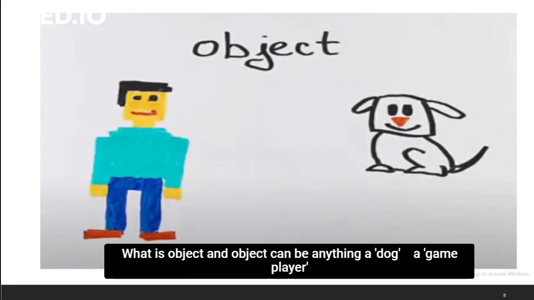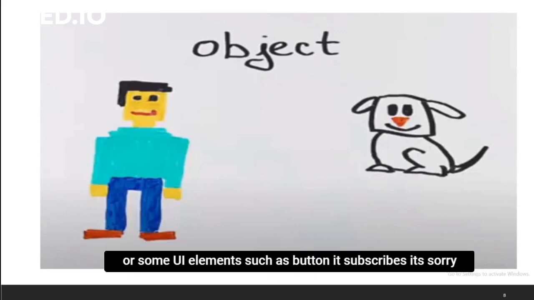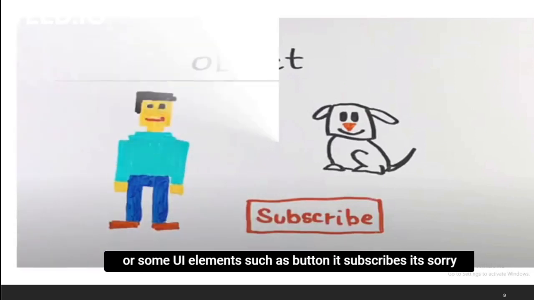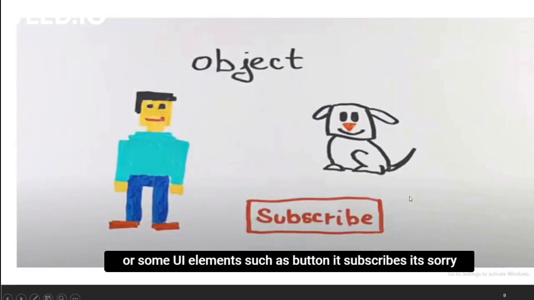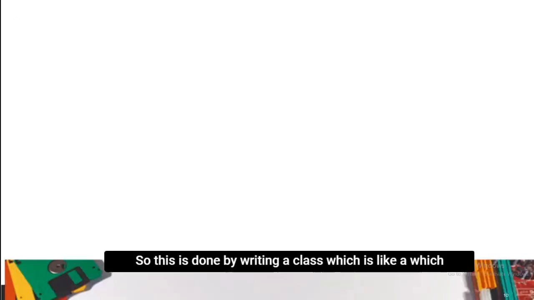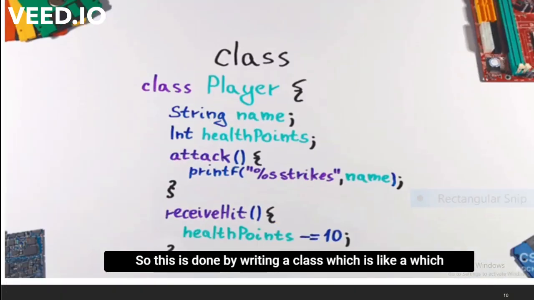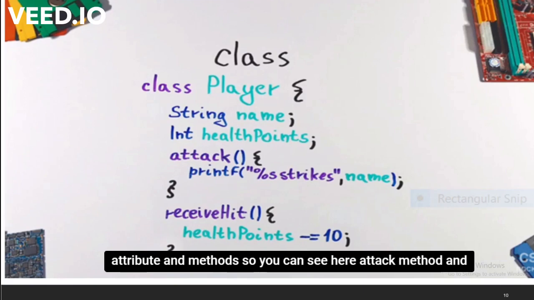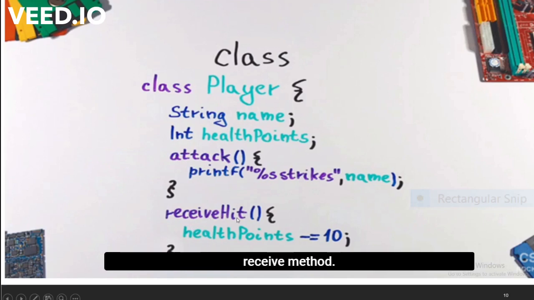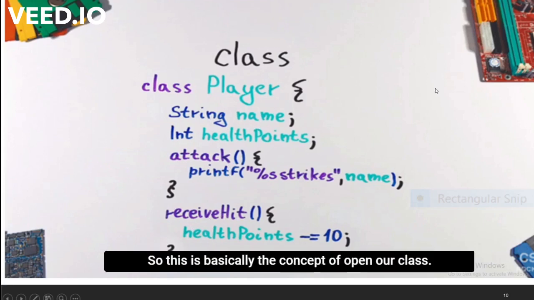Let's see what is an object. An object can be anything, a dog, a game player, or some UI element such as a button. It describes what a thing is and what it can do. This is done by writing a class, which is like a template or a blueprint where you define its attributes and methods. You can see here the attack method and receive method. So this is basically the concept of OOP.